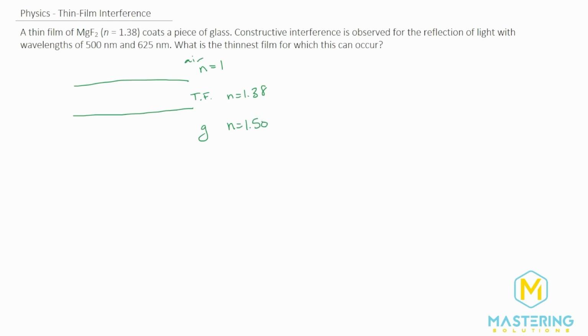As the light comes in, you probably see already we're going from low to high. So we'll have a phase change here, and then low to high we'll have another phase change here. Some light is reflected, of course, and so we have two phase changes. And then we want constructive interference because that's what they say they are observing with this glass.